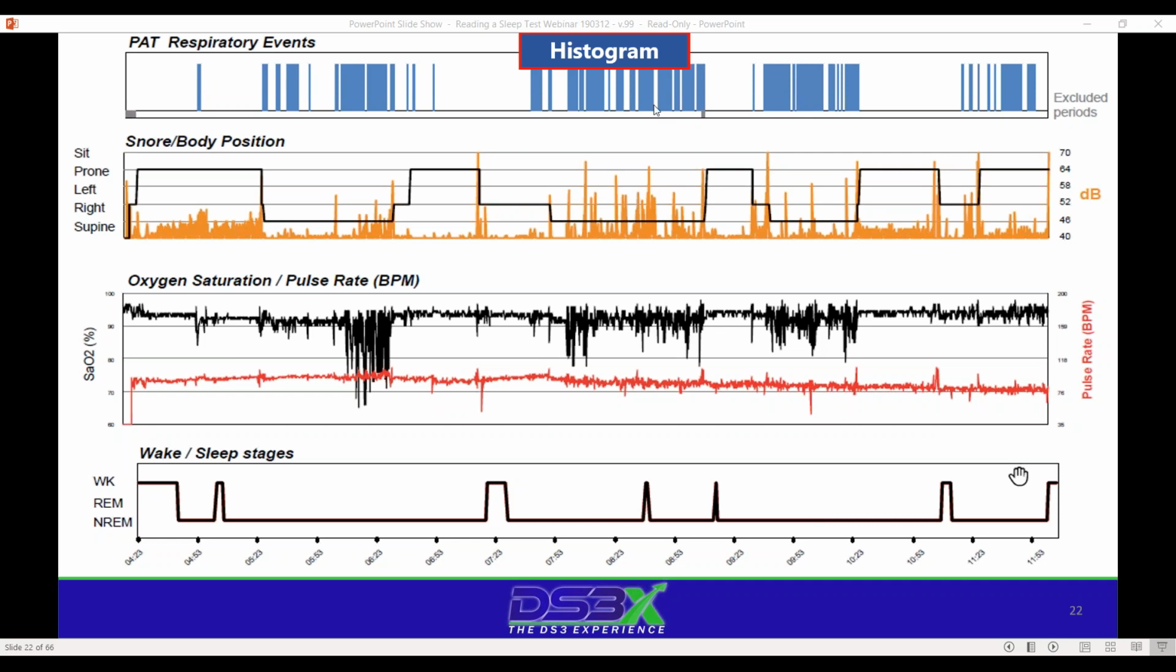Yeah. And this is his event. So you can definitely see it. What Rich is talking about is right here. There's the supine position, and here's the snoring. And you can see how that's affected. So that's what we call a histogram.